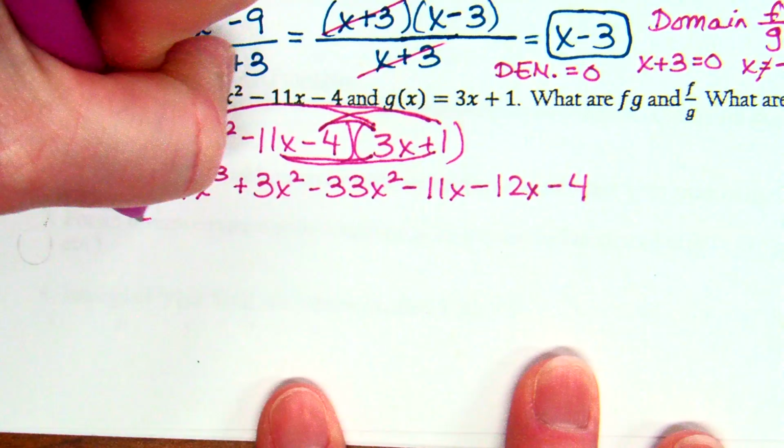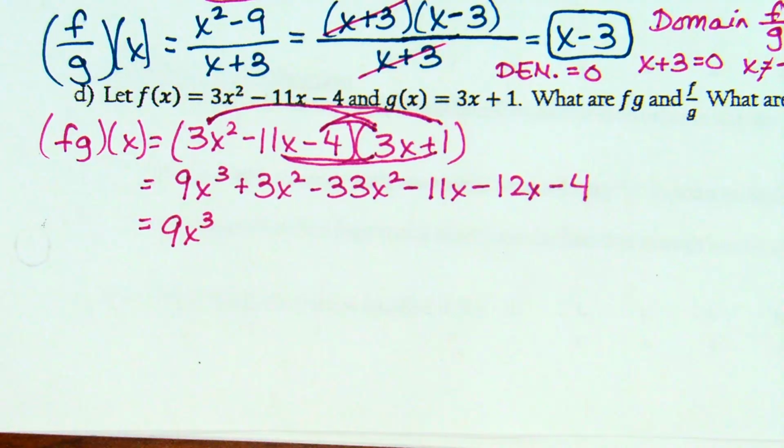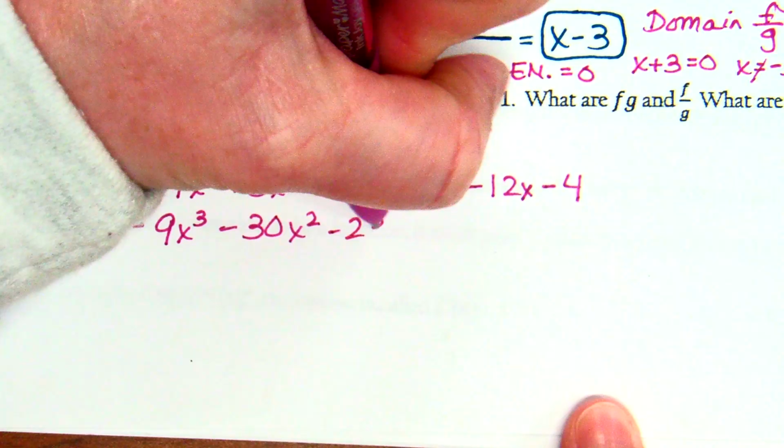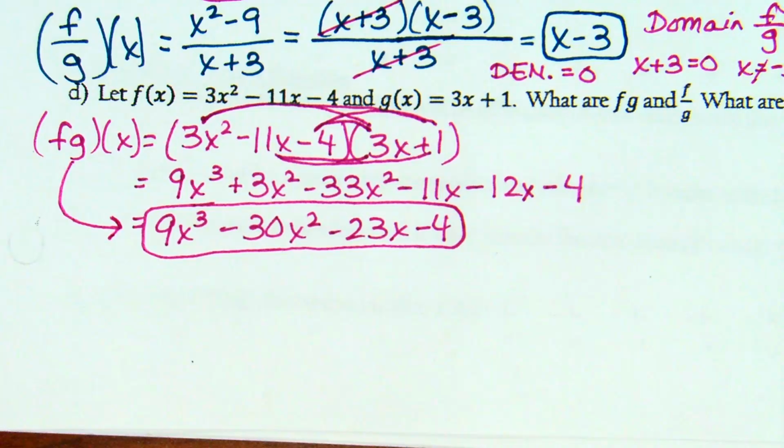3x minus 33x. 9x cubed is going to stay 9x cubed. 3x squared minus 33x squared, minus 30x squared. Minus 11x minus 12x, minus 23x and still minus 4. There is your F times G. That's multiplying. That's stuff you've been doing since technically Algebra 1. That's doable. You just have to put the effort in.